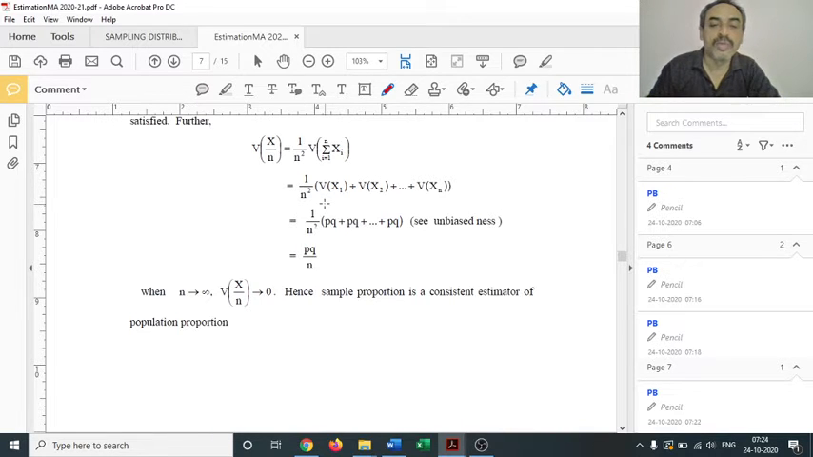Using the properties of variance, we have 1 by n square times V of x1 plus V of x2 plus up to V of xn. If you replace all these variances by pq, it is pq by n. When n tends to infinity, V of x by n tends to 0. Hence, sample proportion is a consistent estimator of population proportion. Therefore, sample proportion satisfies both the elimination rounds. Therefore, it is unbiased and also consistent. Sample proportion is an unbiased and consistent estimator of population proportion.